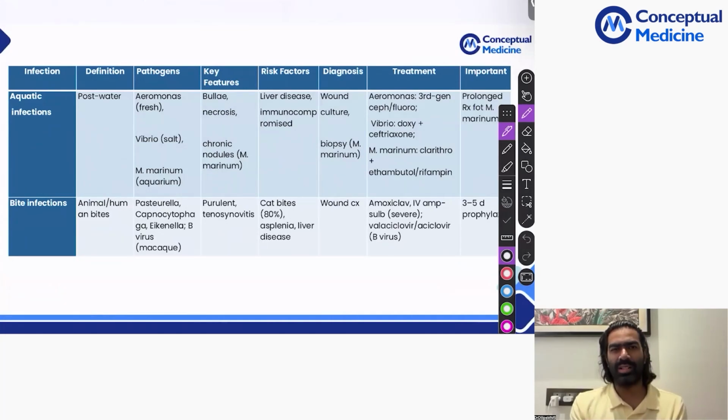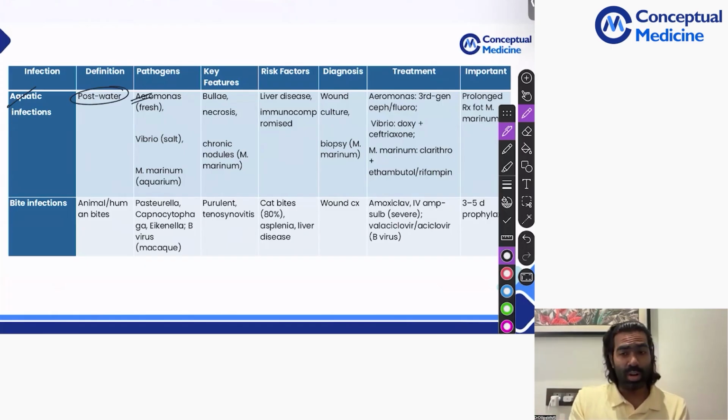Coming to other not so important infections, but still you can encounter in practice. One is going to be the aquatic infection. So what will be the key point here? The key point here is that the patient is going to have some water exposure. Some aquatic exposure will be there.